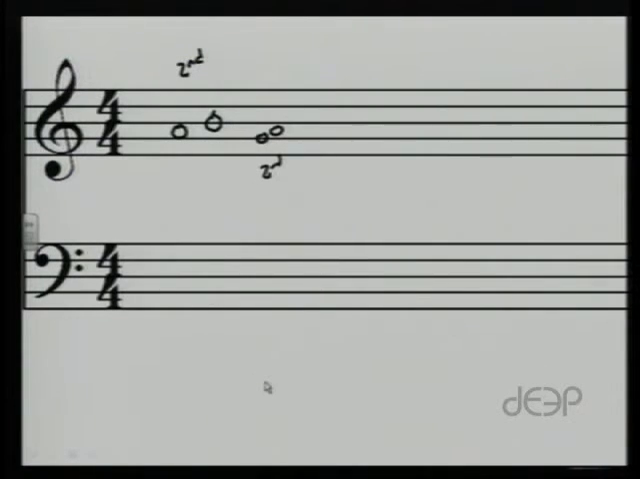An interval of a third, we can see very quickly, is from any space to the next adjacent space, or any line to the next adjacent line. Simple enough. These are thirds. A fourth goes one step farther, from a space, past the next space to a line, or from a line past the next line to a space. These would be fourths. We'll jump down here to the bass clef to do fifths. We'll start again on A. This is an interval of a fifth, and this is an interval of a fifth.